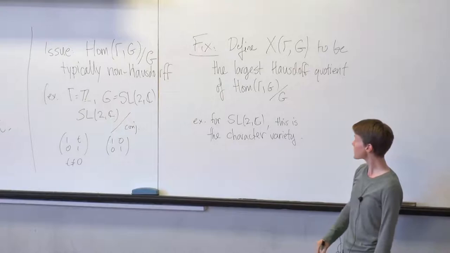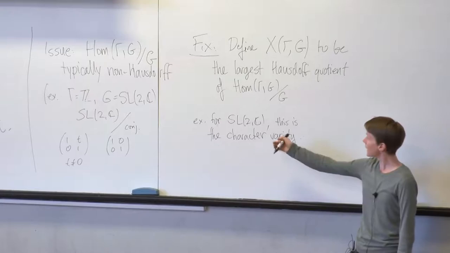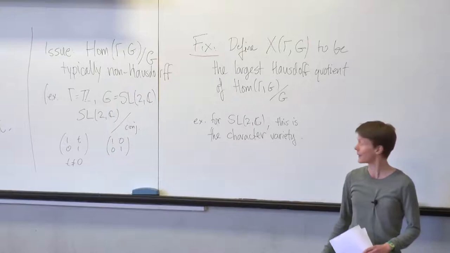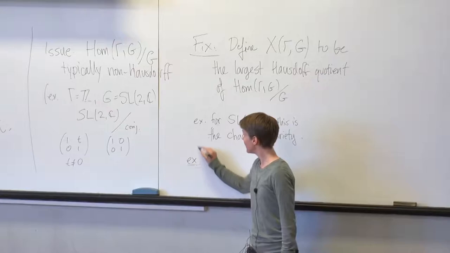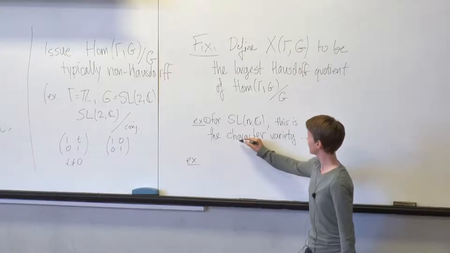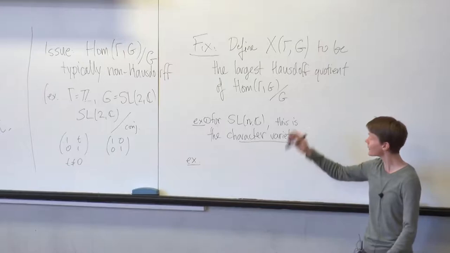And this actually is true for SLNC representations. And for a larger class of Lie groups, it's the quotient you get from geometric invariant theory. And the example that we're interested in, so I'll edit this to SLNC. So it's just captured as parameterized by characters of representations. It's as nice as you could hope for. Okay.